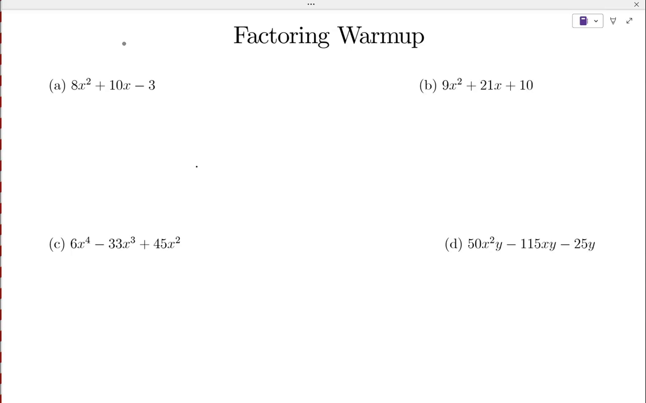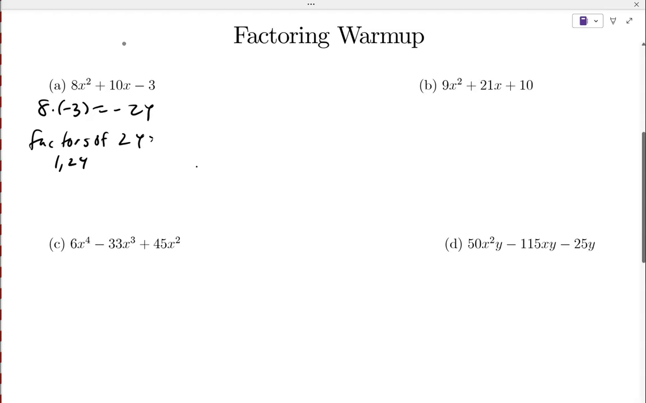Yeah, we need to do the 8 times the 3 first, right? We need to multiply the A and the C together. We're using the AC method, right? 8 times negative 3 is negative 24. We want to figure out what the factors of 24 are. To start with, what are the factors of 24?